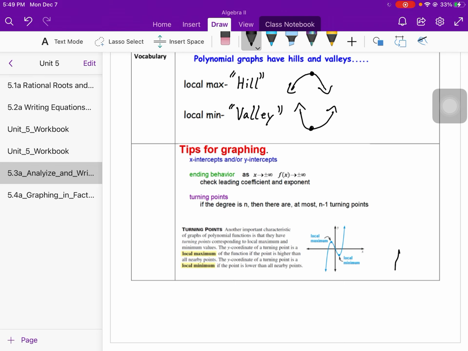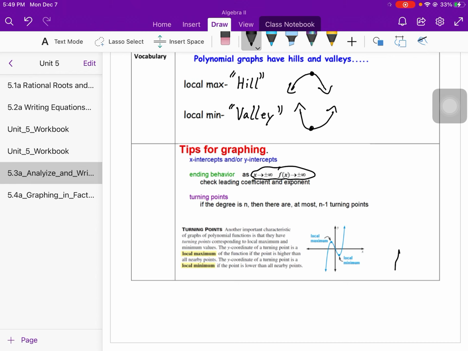So we still want to look at end behavior. Don't worry about this terminology. This is just as x approaches positive infinity, negative infinity, that just means as x goes to the right or as x goes to the left. And then f of x is like saying as x goes to the right, y goes up or y goes down. We still look at the leading coefficient and the exponent.